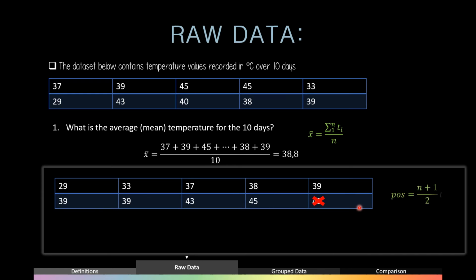So we're looking for 1 position and we're going to use the formula n plus 1 divided by 2. In this specific case, because I've removed that value, n is going to be 9. So we have 9 plus 1 divided by 2 giving us the 5th position. And what is the median? It is the number 39, which is located in the 5th position. So if we had an odd number of data values, this is how we would calculate the median.